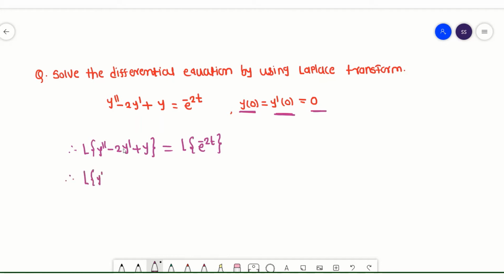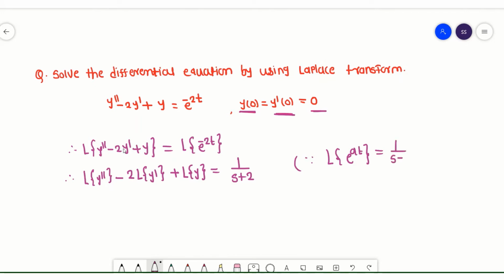Laplace of y double dash minus 2 times Laplace of y dash plus Laplace transform of y, and it is equal to 1 upon s plus 2. Since Laplace transform of e to the power at is nothing but 1 upon s minus a, this is the standard formula, and using that we can say Laplace of e to the power minus 2t is 1 upon s plus 2.